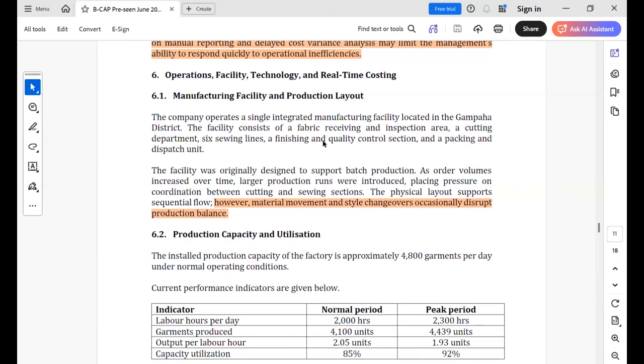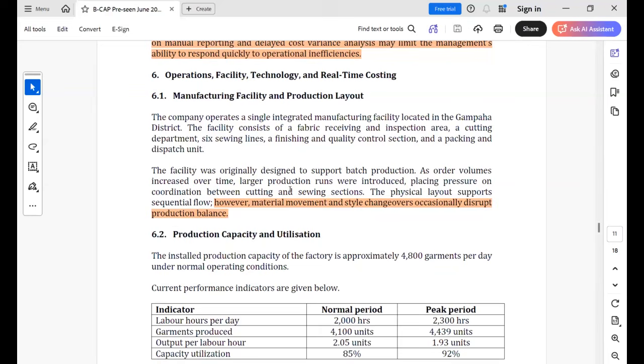Okay. The facility was originally designed to support batch production. If order volumes increase over time, larger production runs were introduced. This is what we had already discussed. Earlier, the production flow had been designed for small batch production. Now, with the increase in volume, they are moving into larger production runs, right? With the larger production runs, the existing flow arrangement would not be enough, right? So you have to rearrange it. So it's another weakness, right?